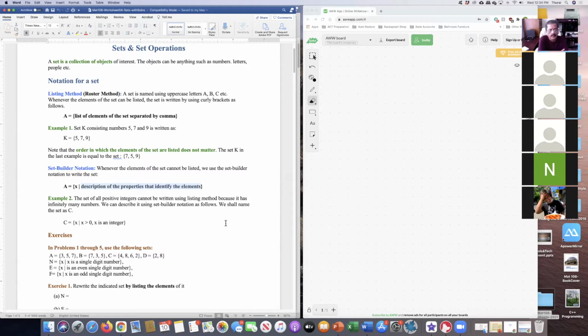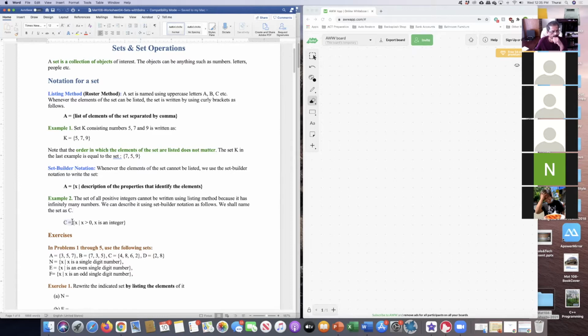You describe that inside. And when we read it, we read the curly bracket as set. So basically set of all X such that, and the vertical line will be read as such that. So set of all X such that X is this, whatever the rule is. Here's an example. The set of all positive integers. Now all the positive integers, that's infinitely many. So we cannot write them down. That's when we use the set builder notation. The set of all positive numbers cannot be written by listing method, so we write it this way.